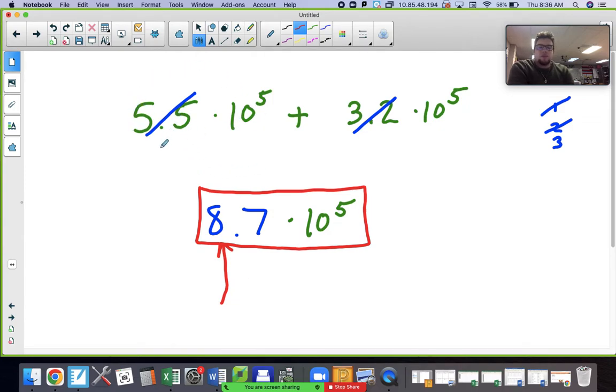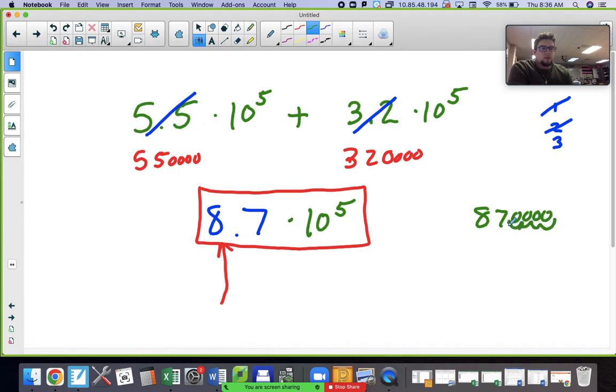If we had converted out, we would have 5, 5, 1, 2, 3, 4. This one we'd have 3, 2, 1, 2, 3, 4. We're basically adding 550,000 with 320,000. We get 870,000. 1, 2, 3, 4, 5 movements of our decimal point. And that's why it is 8.75 times 10 to the 5th.